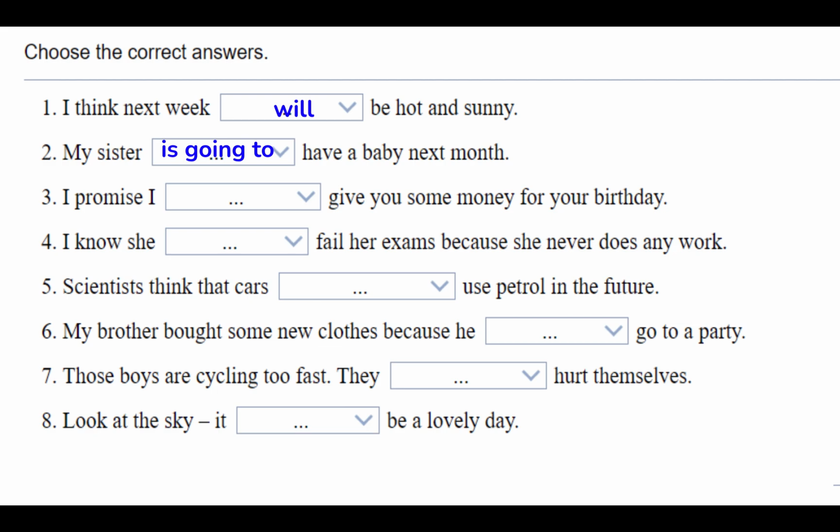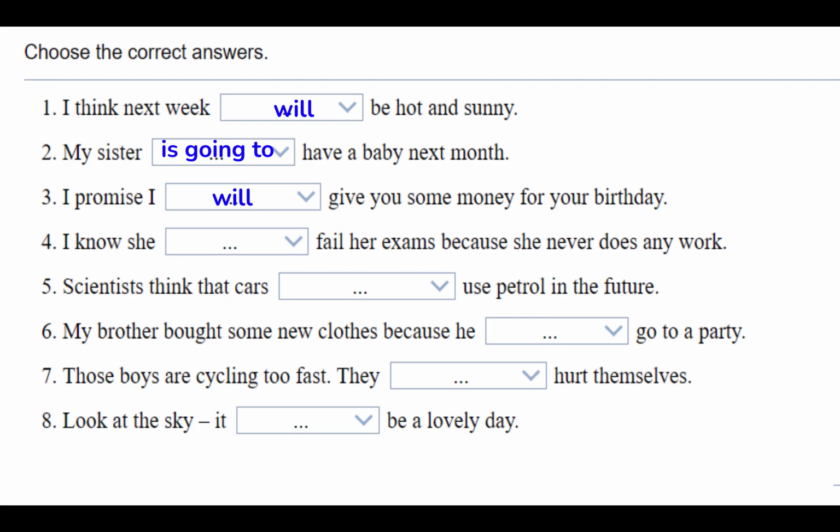I promise I give you some money for your birthday. What's your answer to number 3? I promise I will give you some money for your birthday. I promise, I believe, it's my opinion.